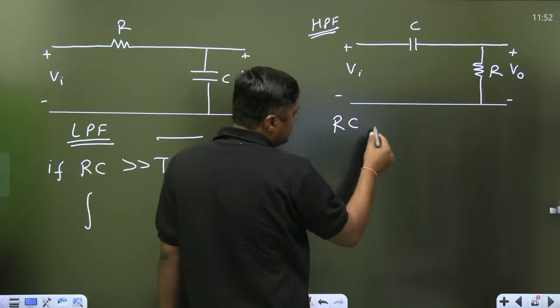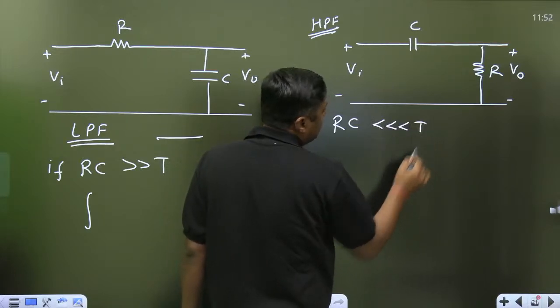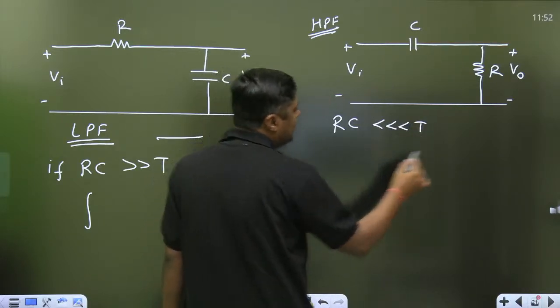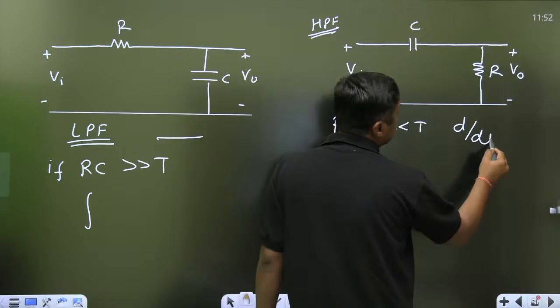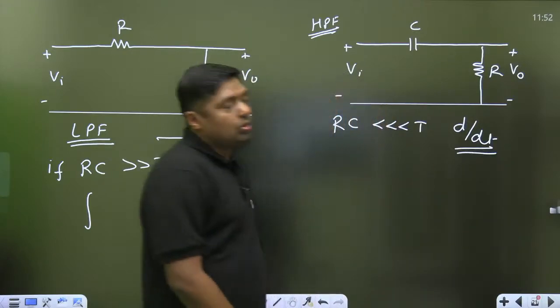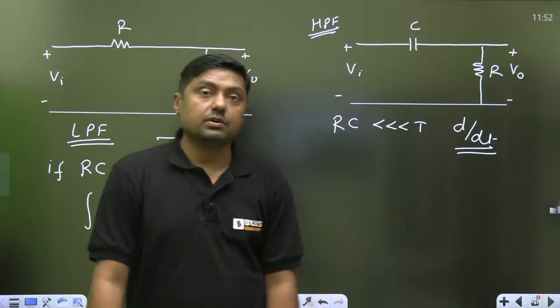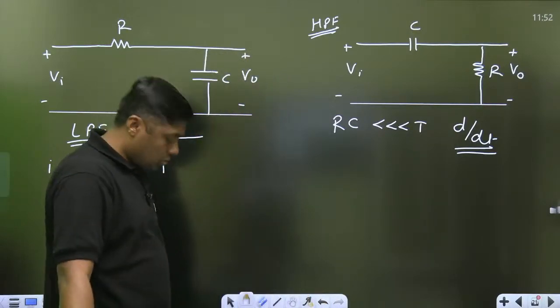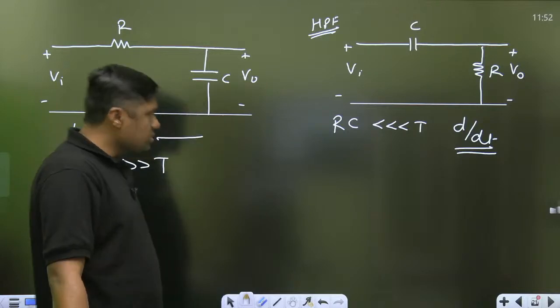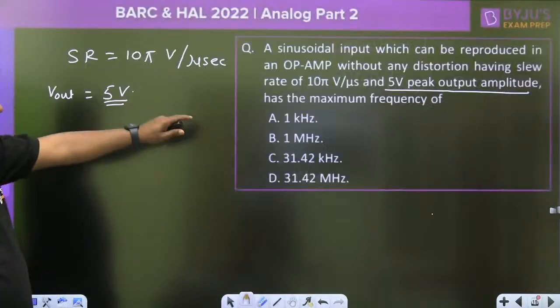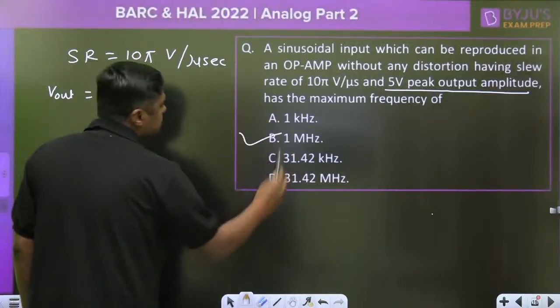And when RC is very small compared to T, the time period of the signal, then it acts as a differentiator. Very simple logic. In this case, we have to reduce the time constant. Yes. In the previous question, the answer was B. This is the answer, B for Bombay.